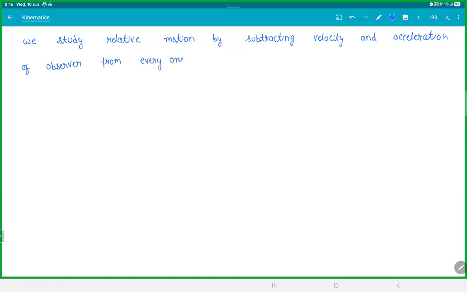Let me give an example. Let's say we have 3 people. Let's say this guy is A, who is at rest. We have B here, who is going with the speed UB, acceleration AB. We also have C here, who is going with the UC and acceleration AC. And now we will say we want to study with respect to B. Now, this is your choice. You can study with respect to anyone.